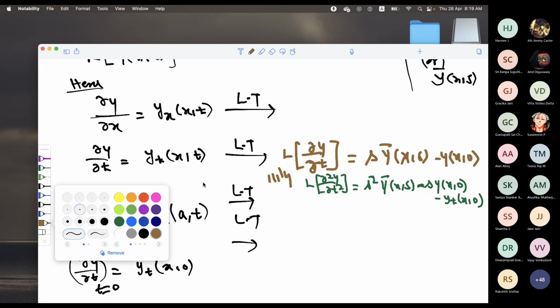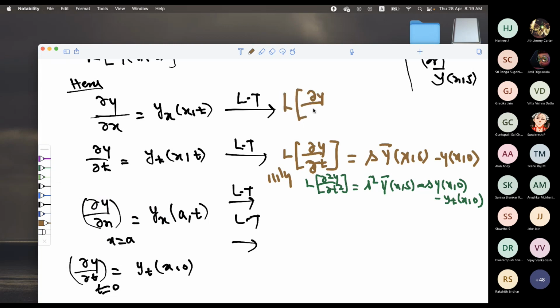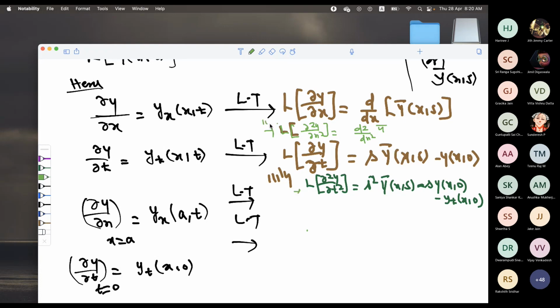The Laplace transform of ∂y/∂x, if I want to compute it, is nothing but the ordinary derivative of my y bar of (x, s) with respect to x only. In this way, what about the Laplace transform of the double derivative of y with respect to x? The Laplace transform of ∂²y/∂x² is d²/dx² of y bar. So these are all the extra formulas. Similarly, from this we derive.